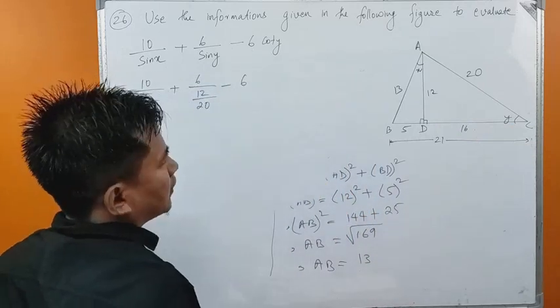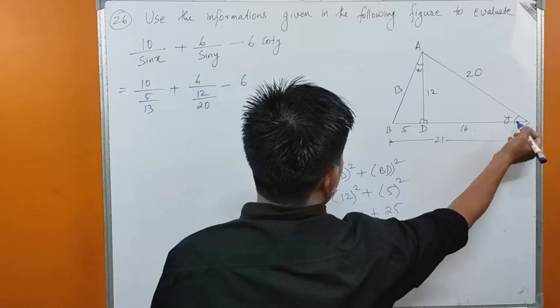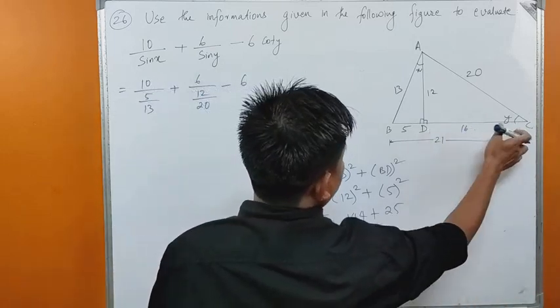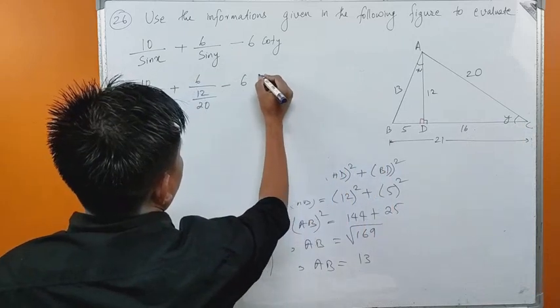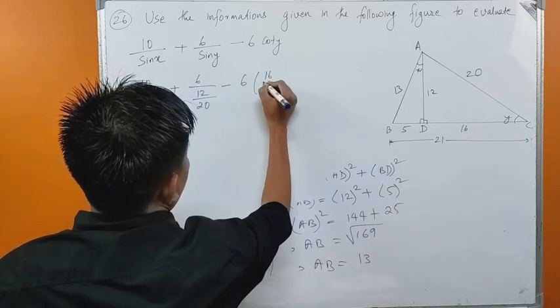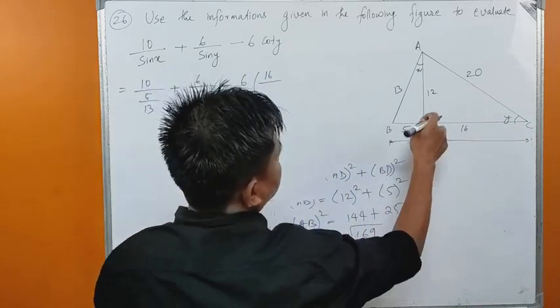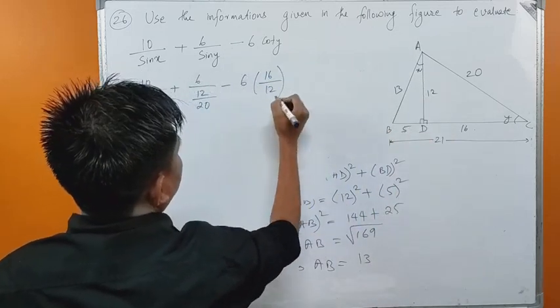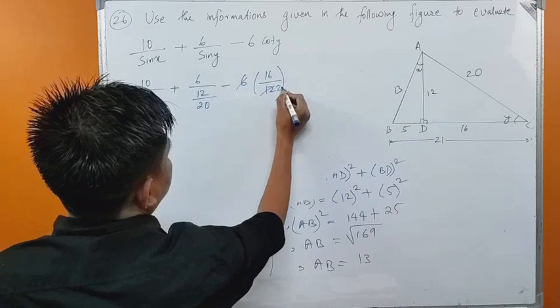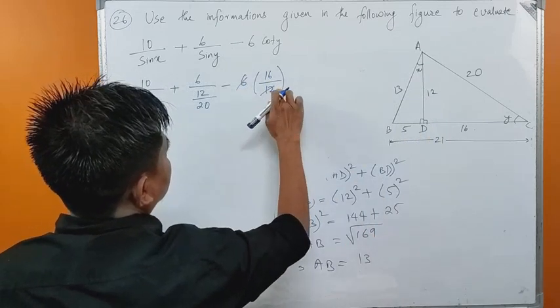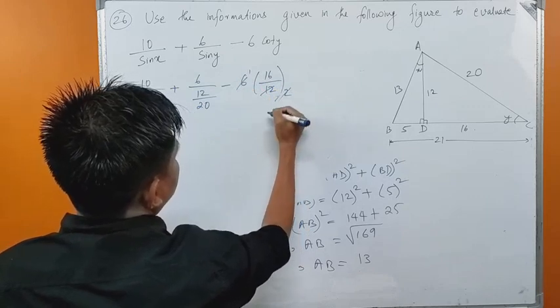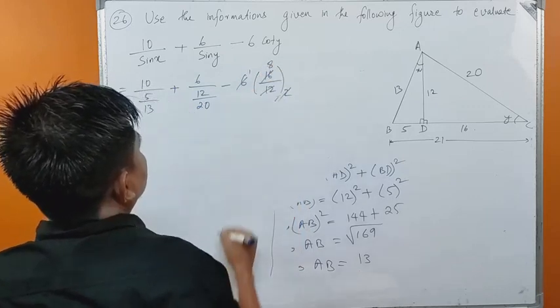Minus 6 cot y. Again this angle, isn't it? Cot theta means base upon perpendicular. So what is base? Base is DC, which is 16, upon what is perpendicular? Perpendicular is 12. So 6 1s are 6, 6 2s are 12, 2 1s are 2, 2 8s are 16.